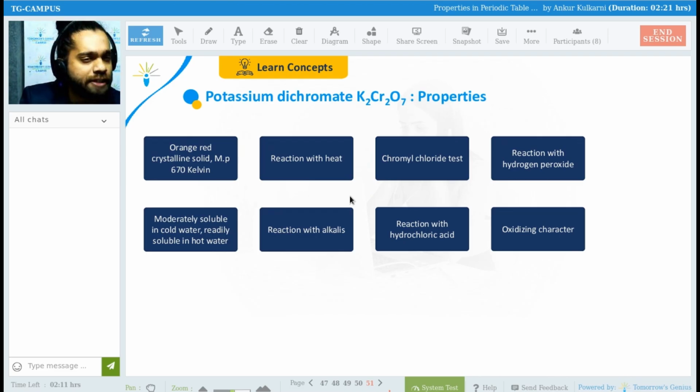I had asked you about potassium dichromate. Yes, we had looked at the diagram. How does potassium dichromate look? Everyone has seen potassium dichromate, isn't it, Kevin? You've seen the potassium dichromate.